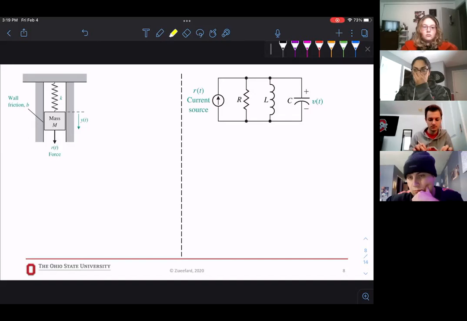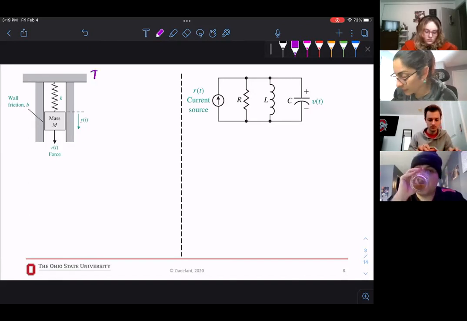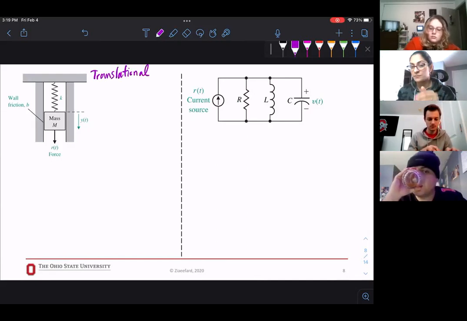All right, so hopefully you will be able to write the equation for both of these. I'm going to quickly write the equation of motion for both. For the mechanical system, this is a translational motion, right? Translational.